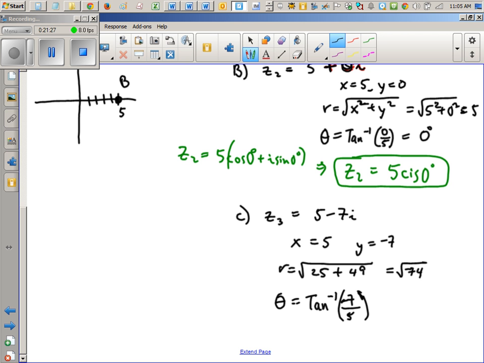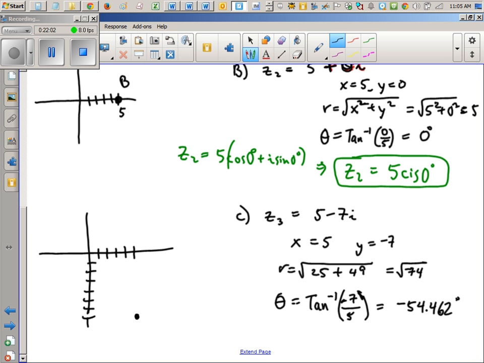Add the 180 or don't add the 180? When the x is negative, correct? We add it when the x is negative. So we will not be adding 180 on this one. We'll just type it in straight up. It's even believable. Okay, so inverse tan, negative 7/5. Negative 54.462 degrees.